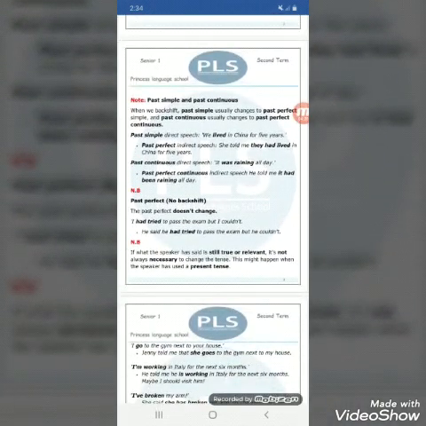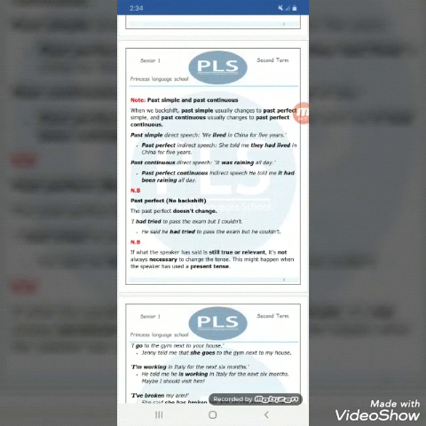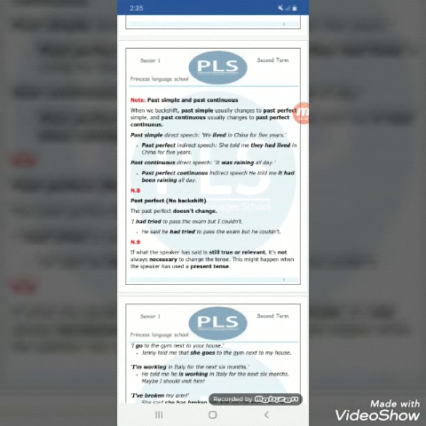Past simple and past continuous. They are already in the past. What can I do? I'm going to shift them again to the previous past tense for them. When we backshift past simple, we usually change it to past perfect. And the past continuous will be usually changed to past perfect continuous.